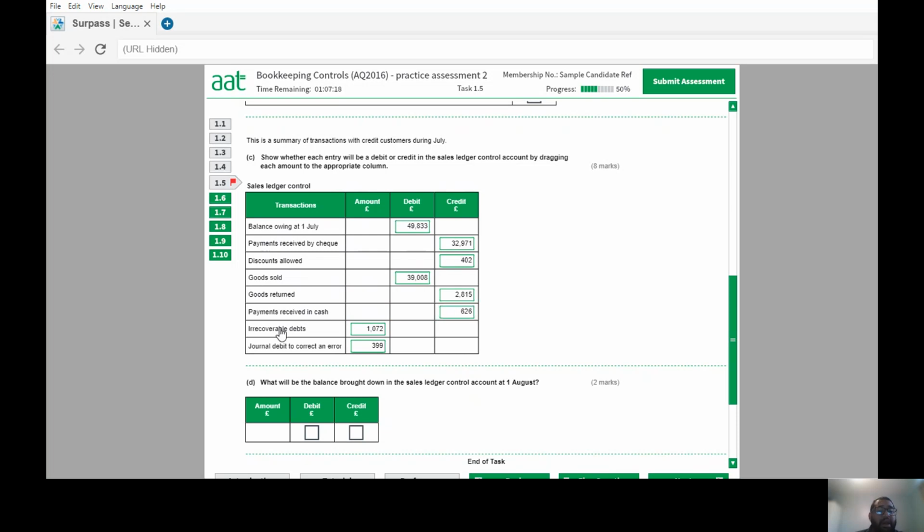Okay. Same with irrecoverable debt. Irrecoverable debt, what happened to your business? It is going to be written off as expense. So irrecoverable debt is a debit. SLCA will have a credit entry. Okay. So here they, the last one.